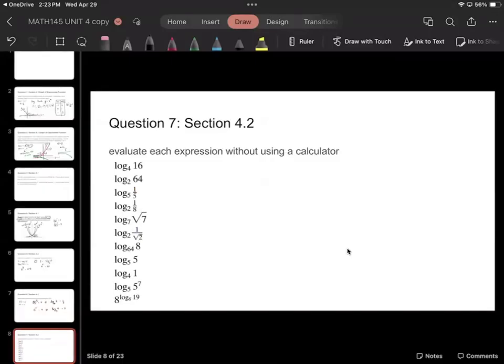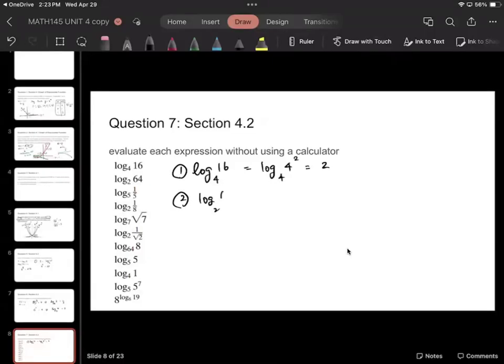Evaluate without using a calculator. Okay, so log 16 to base 4. Now 16 is a base 4 exponent, right? 4 to the power of 2 is 16. So this base and that base get cancelled. The answer is 2.